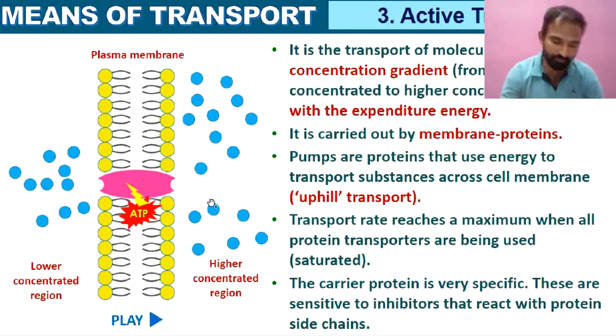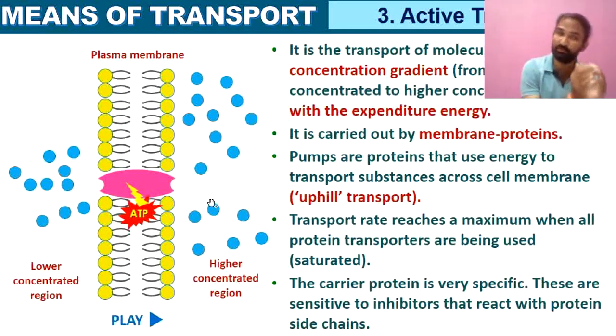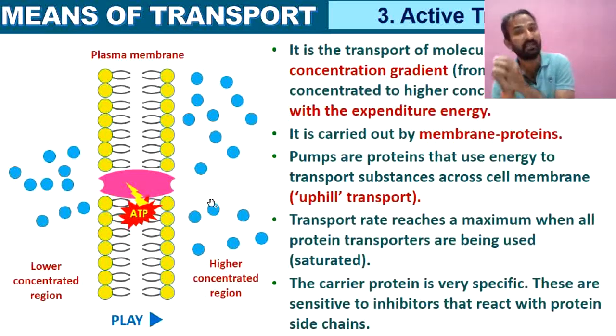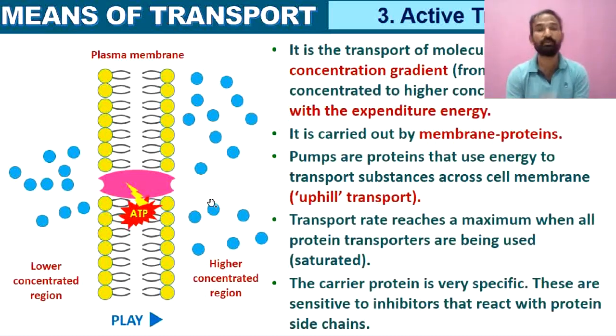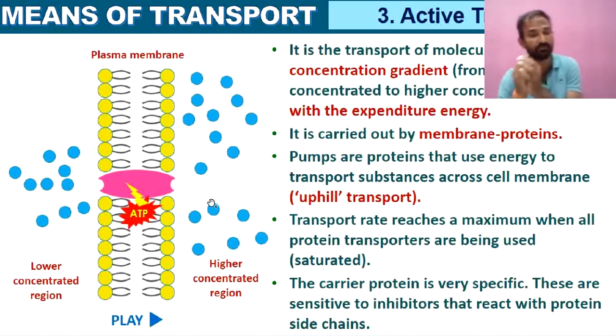Commonly in diffusion and facilitated diffusion, the molecules move from the higher concentrated region to the lower concentrated region. But in active transport, molecules are transported against the concentration gradient, which means they move from the lower concentrated region towards the higher concentrated region through a specific carrier protein by using energy. That energy comes from the ATP molecule.